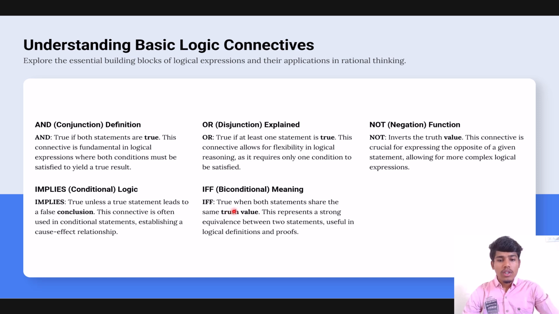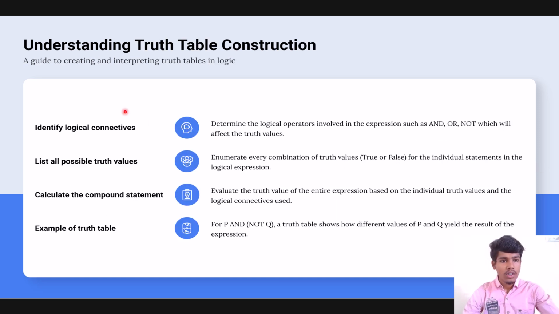It is true when both statements share the same truth value, representing a strong equivalence between two statements, useful in logical definitions and proofs. Not, it is also known as negation. Not inverts the truth value. This connective is crucial for expressing the opposite of a given statement, allowing for more complex logical expressions.